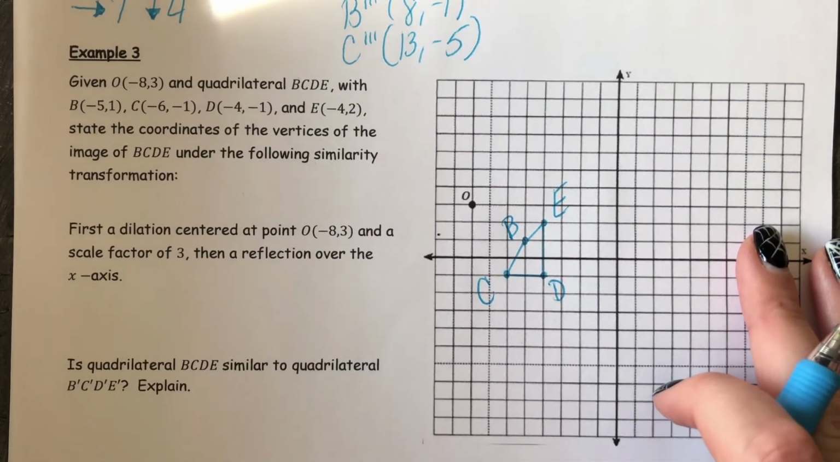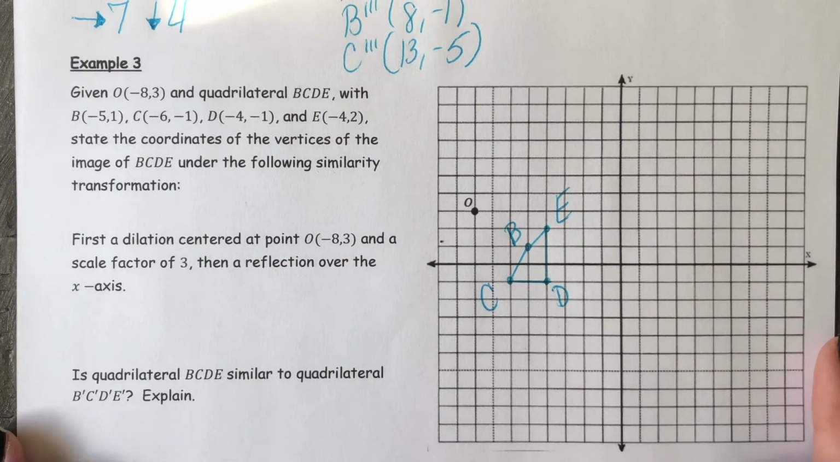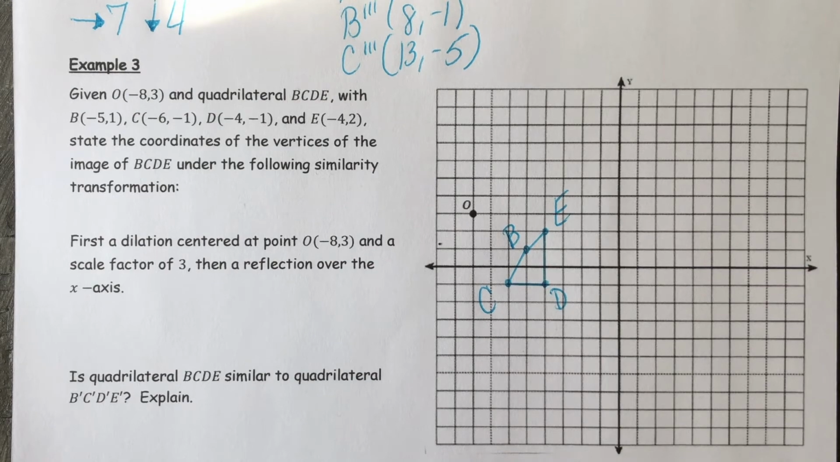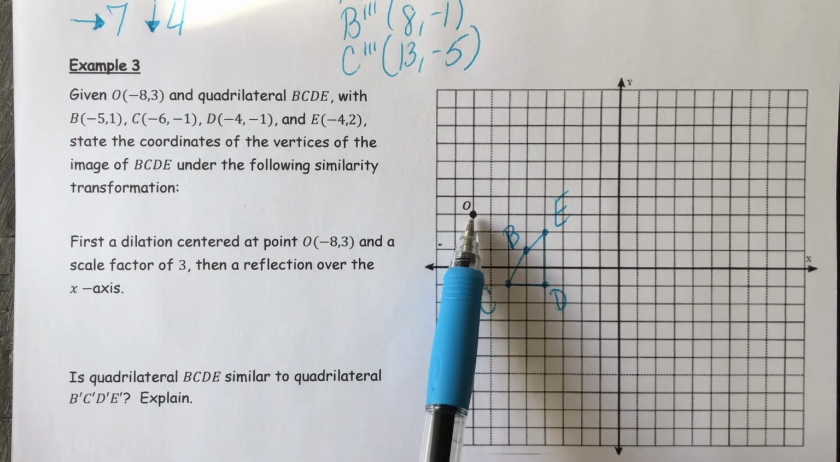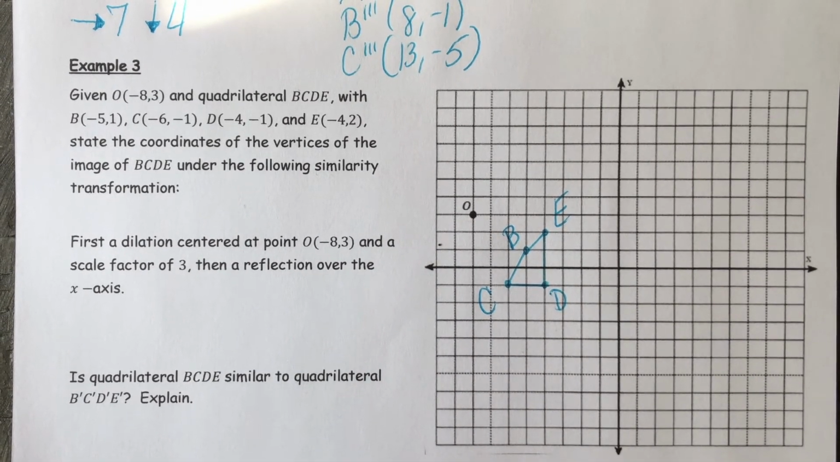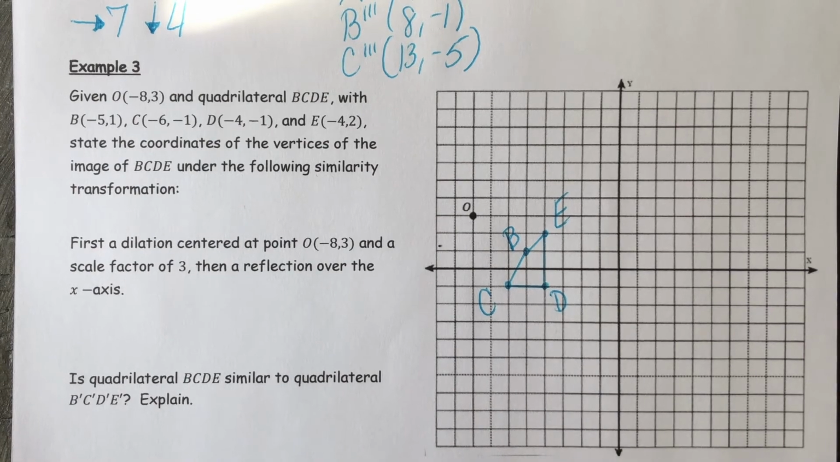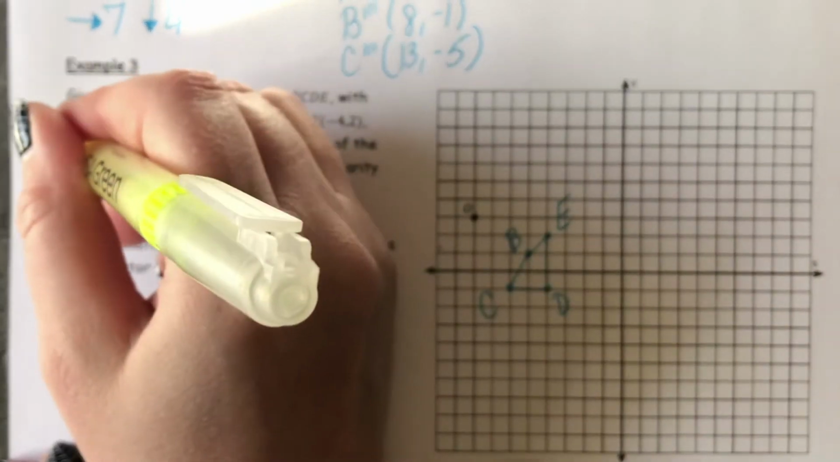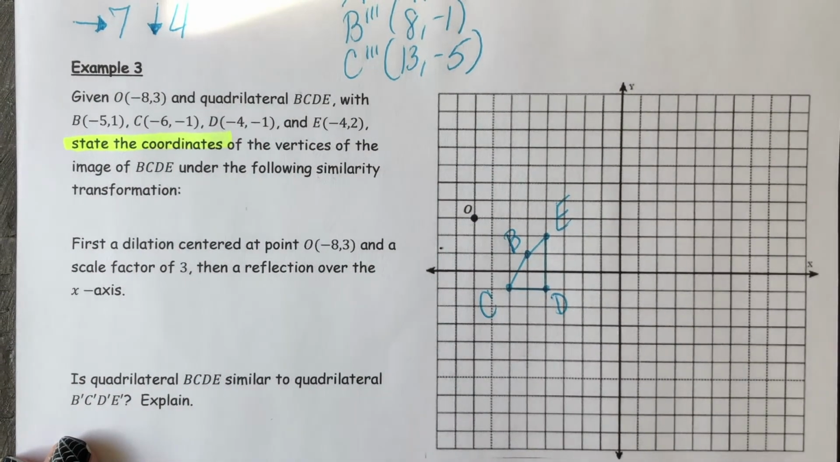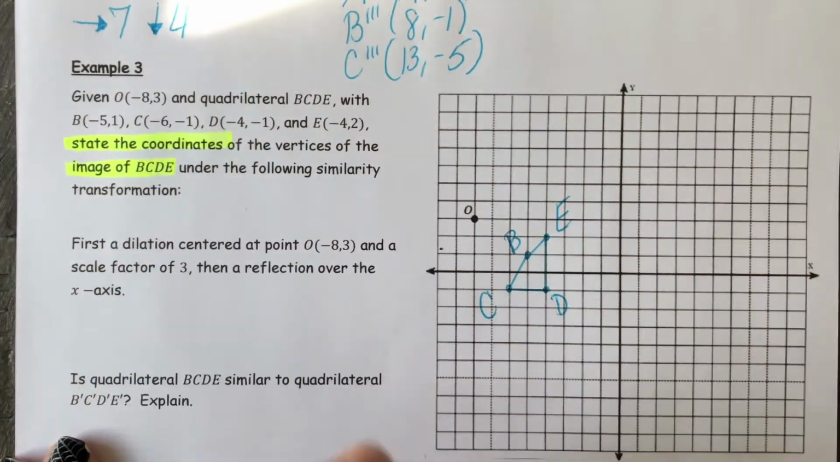All right. So if we look at example 3 here, I already started graphing the first sentence just to save a little time. It says given O, which is 8, -3. I can see O is right here, okay? And it says I also have quadrilateral BCDE with all of these coordinates. And again, I already graphed those. It says state the coordinates of the vertices of the image of BCDE under the following similarity transformation. So here we go. I have to state the coordinates. I can't forget to do that when I'm done, of what the image of BCDE will be.